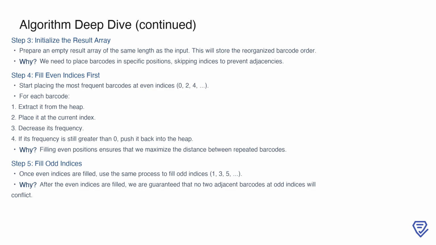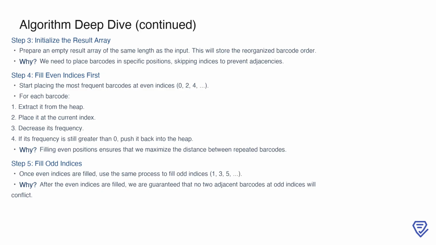Once the result array is ready, we start filling the even indices, positions like 0, 2, 4, and so on. For each barcode, we extract the one with the highest frequency from the heap, place it at the current even index, decrease its frequency, and push it back into the heap if it still has remaining occurrences. This process ensures that we maximize the distance between repeated barcodes, which is essential for a valid arrangement.